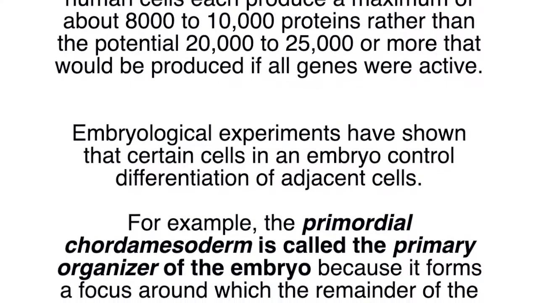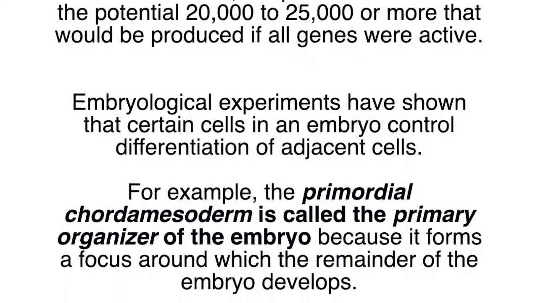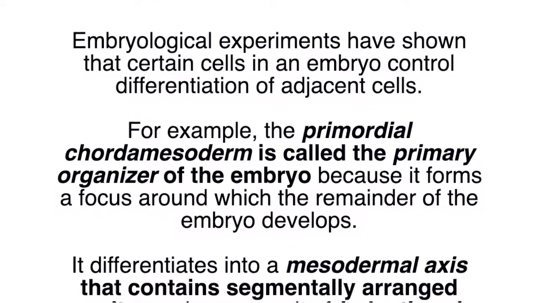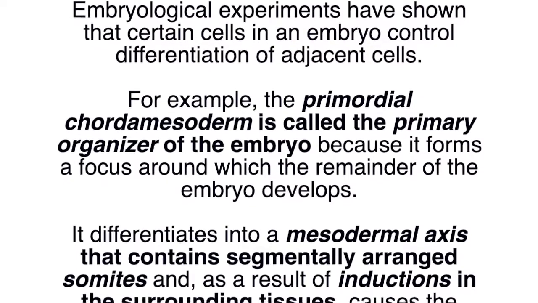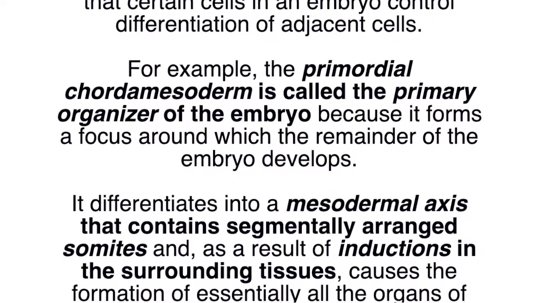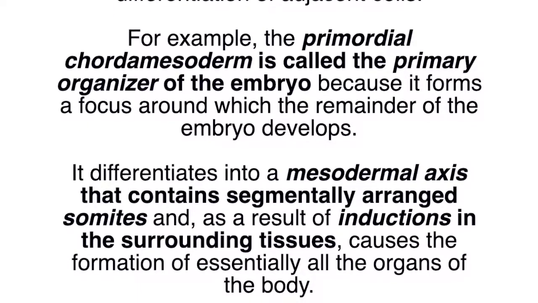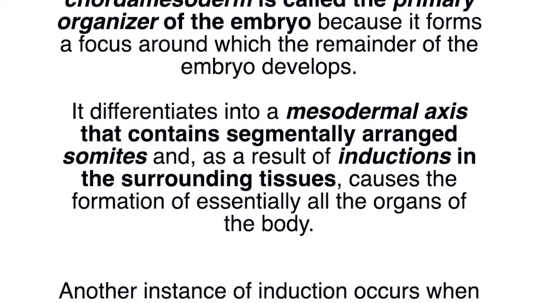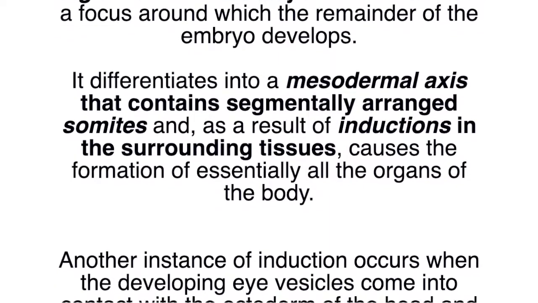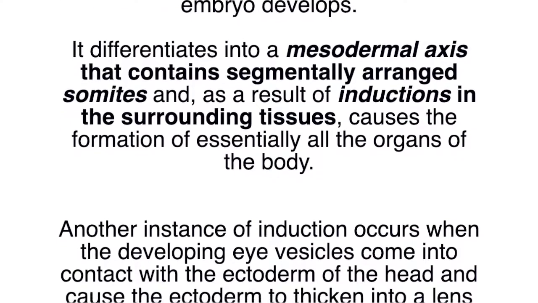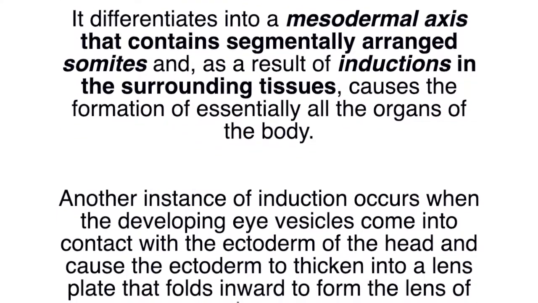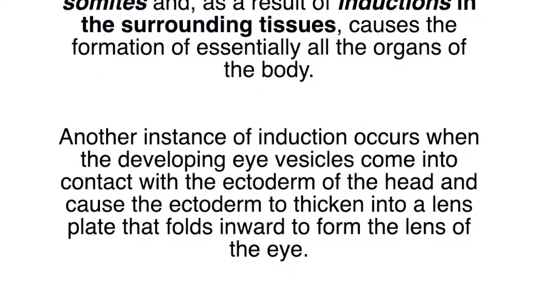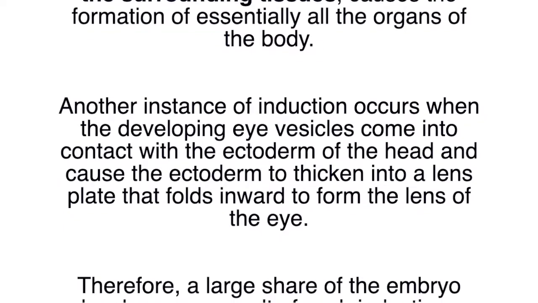Embryological experiments have shown that certain cells in an embryo control differentiation of adjacent cells. For example, the primordial chorda mesoderm, that is, in the fetus's early stages, is called the primary organizer of the embryo because it forms a focus around which the remainder of the embryo develops. It differentiates into a mesodermal axis that contains segmentally arranged somites and, as a result of inductions in the surrounding tissues, causes the formation of essentially all the organs of the body.